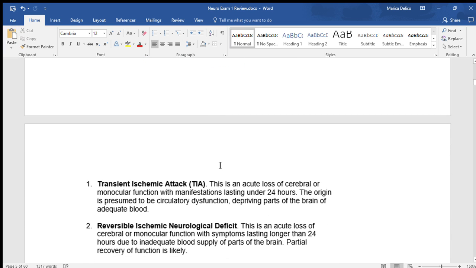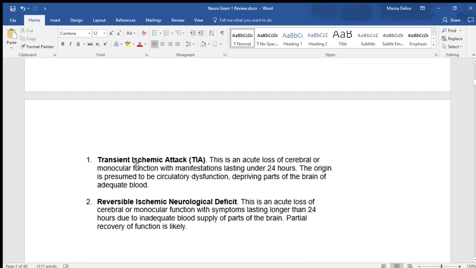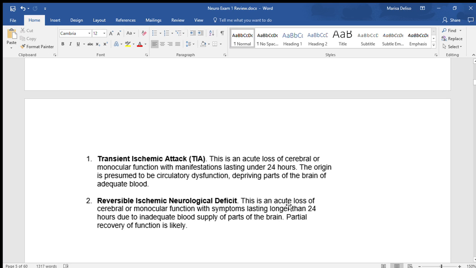Of course, I answered my own questions here. So just to piggyback off of what she said, if they ask you where are the cell bodies for motor neurons located, where are they? In the cortex.